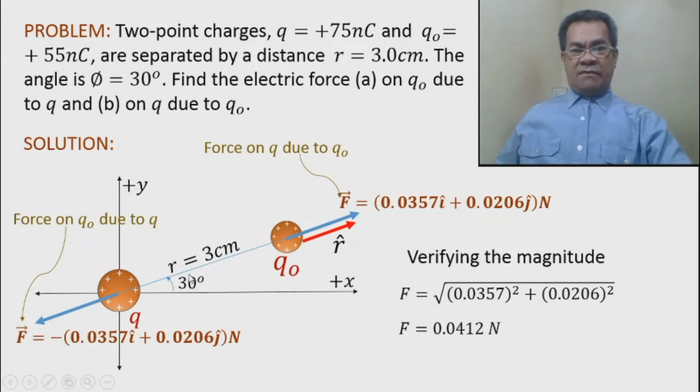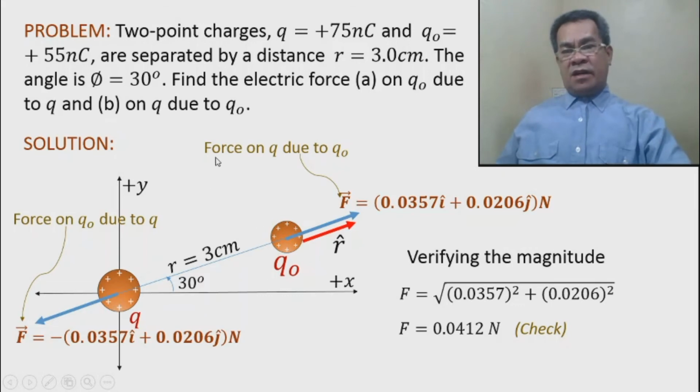And the angle, to verify if this is 30 degrees, you can take the inverse tangent of the y component, 0.026, divided by 0.035. Take the inverse tangent, then the answer is very close to 30. Okay, so it's your task to check this. Again, to check, it is the inverse tangent of the y component divided by the x component of force.